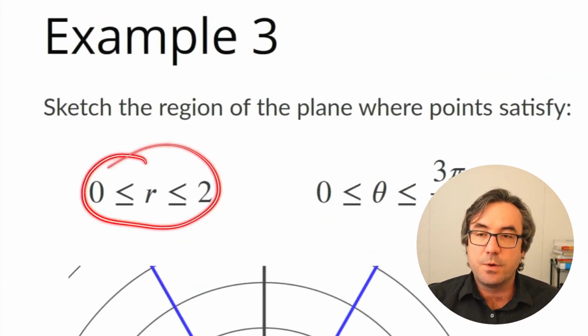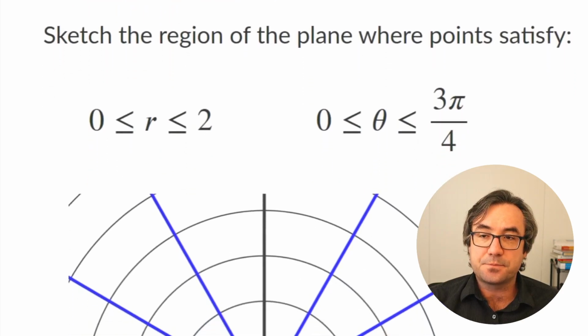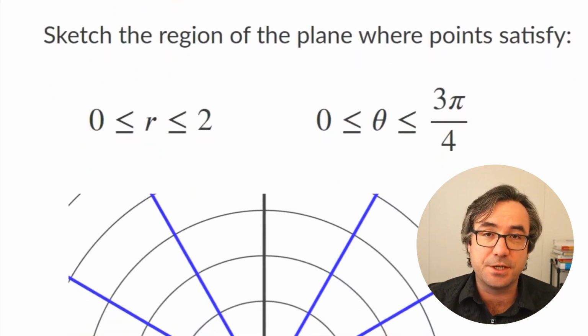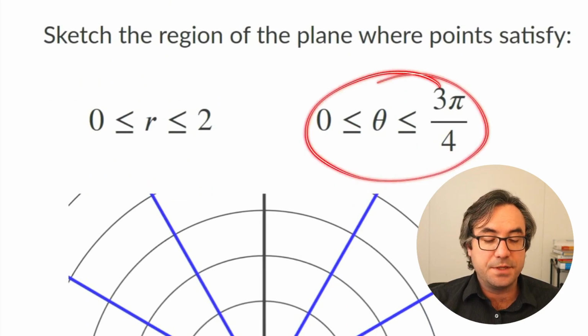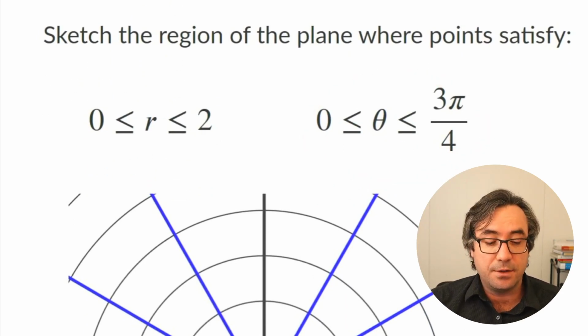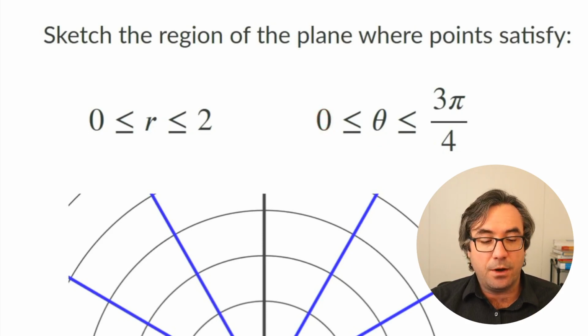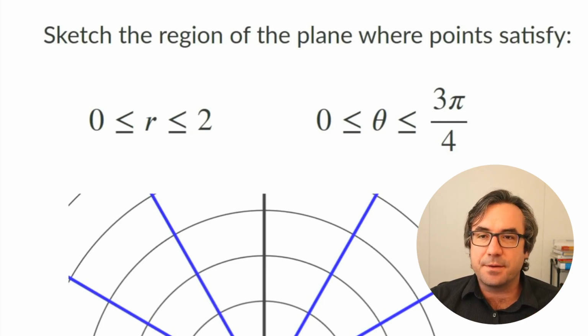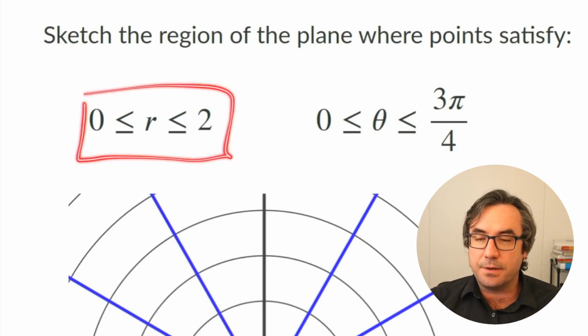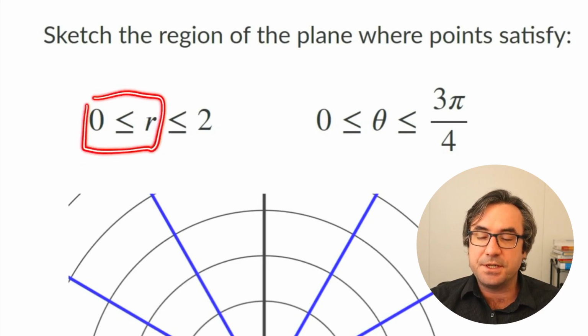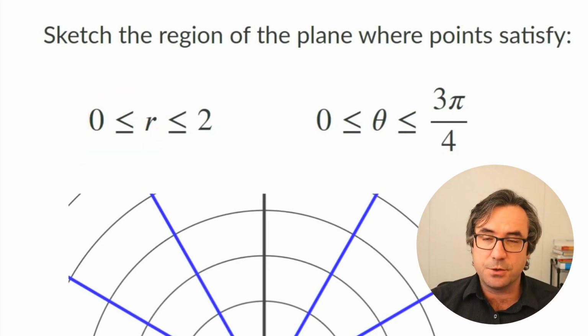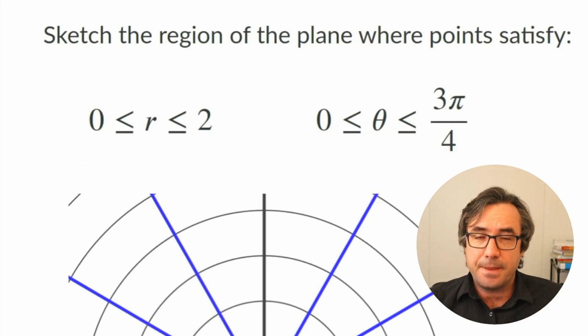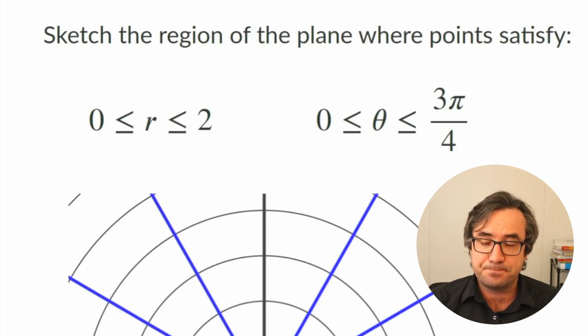We want our points to satisfy the inequality where r is between 0 and 2, and we want all the points that satisfy the second inequality as well, where the theta value is between 0 and 3 pi over 4. So we want all the points in the plane that satisfy both of these. There's a few different ways to think about this, but let's start with our r inequality. When r is equal to 0, that's the point right at the origin. So we know the origin is going to be in this region.